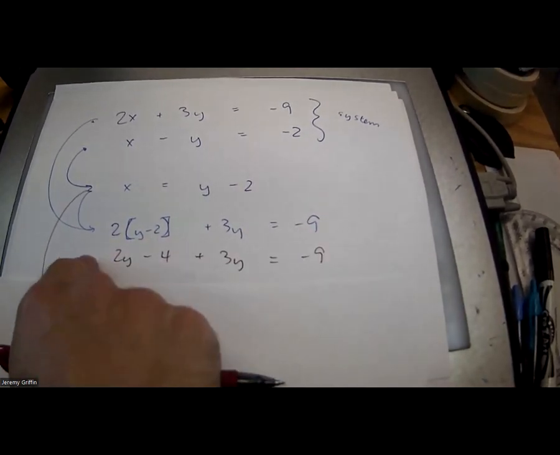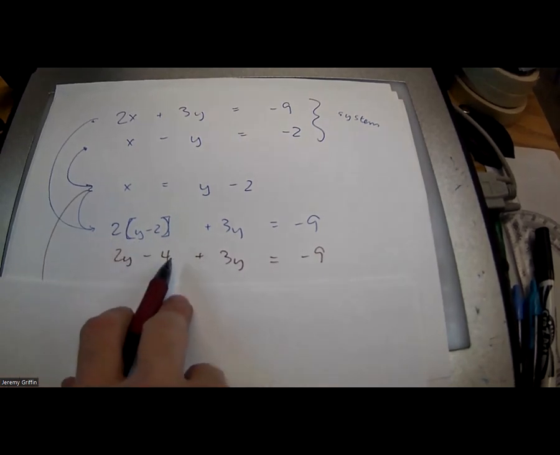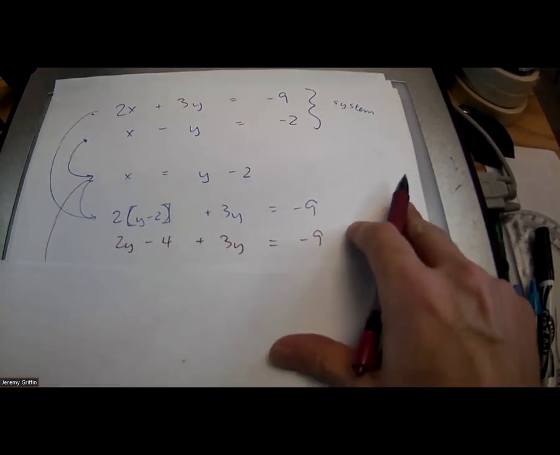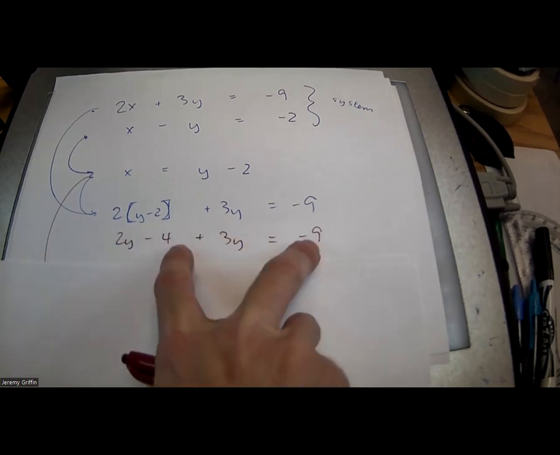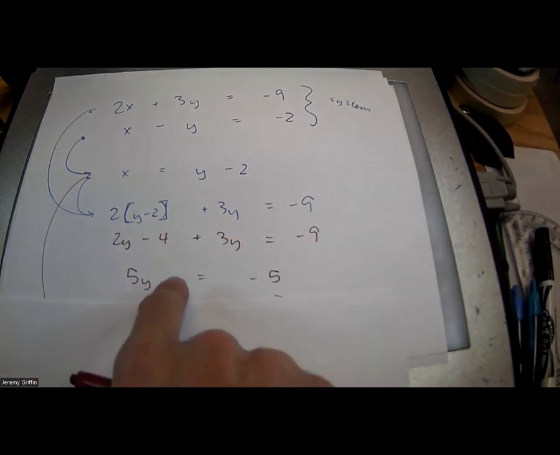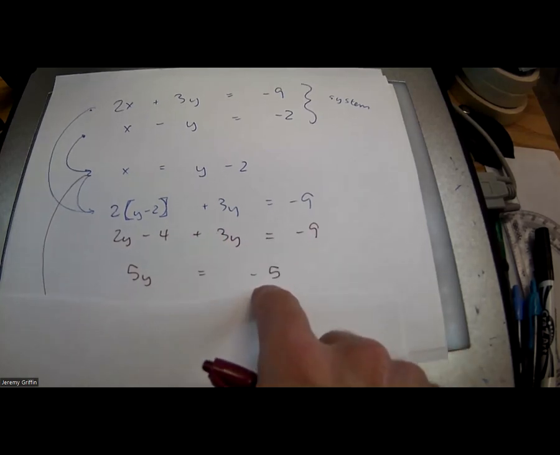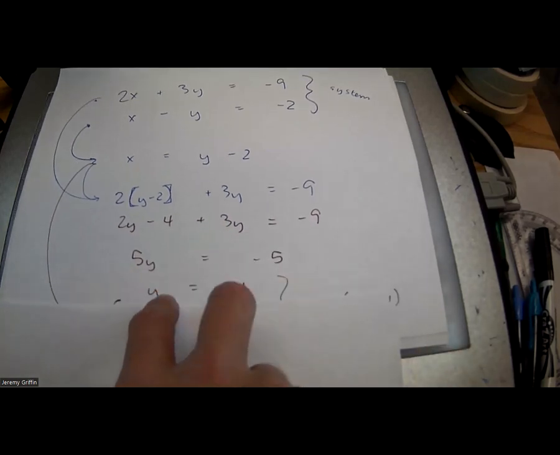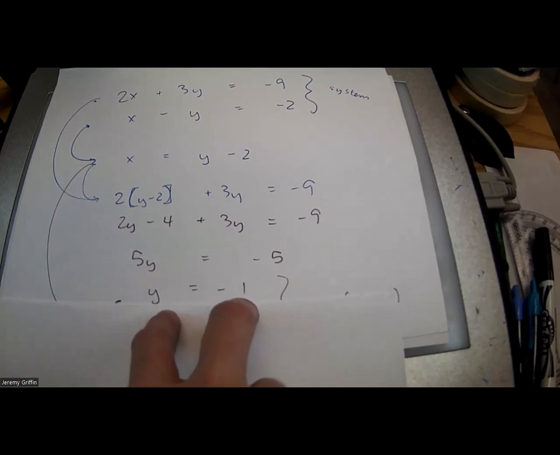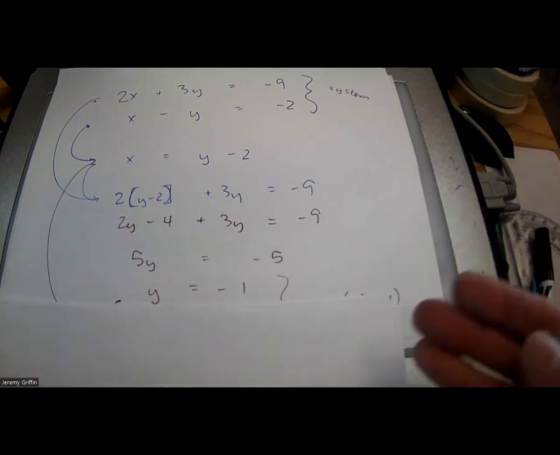Distribute the 2. So that's 2y minus 4 plus 3y equals negative 9. A couple of y terms, a couple of constants, shuffle things around. So add these together, get 5y, add the 4 over, you get negative 5. Divide both sides by this coefficient. So y is negative 1. You guys got that? Now that's one of the values.